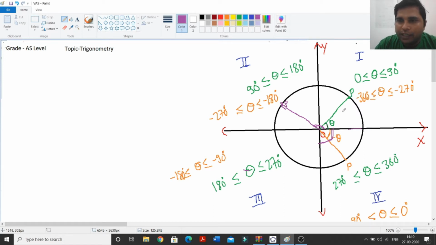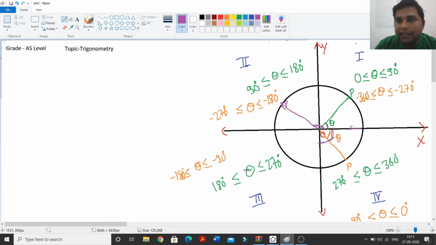In the first quadrant, if you take an anti-clockwise angle with respect to the positive x-axis, that angle theta will lie between 0 to 90 degrees. In the second quadrant, the angle will lie between 90 to 180 degrees. In the third quadrant, between 180 to 270 degrees, and in the fourth quadrant it will be between 270 to 360 degrees.